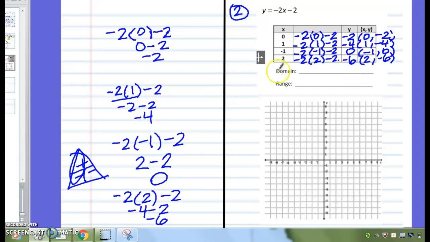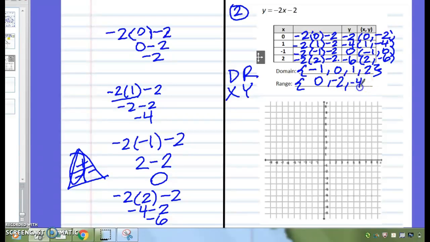Okay, so don't forget, this time they ask for domain and range. Don't forget Dr. XY, so domain goes with the x. So we'll write our x values. We'll put those in numerical order, so negative 1, 0, 1, 2. Then we have 0 with negative 1, negative 2 with 0, negative 4, and negative 6.